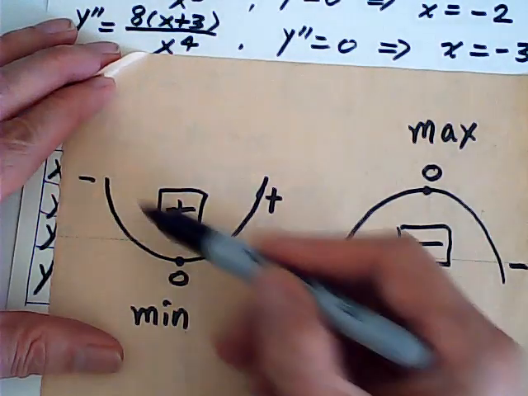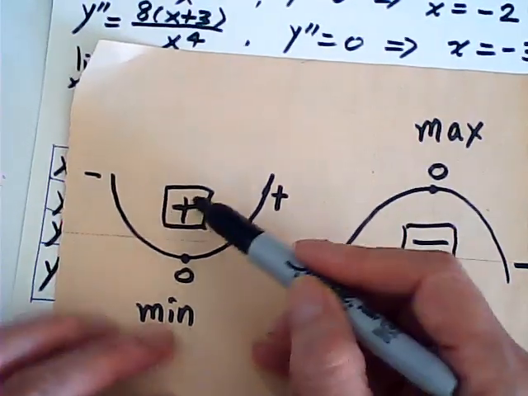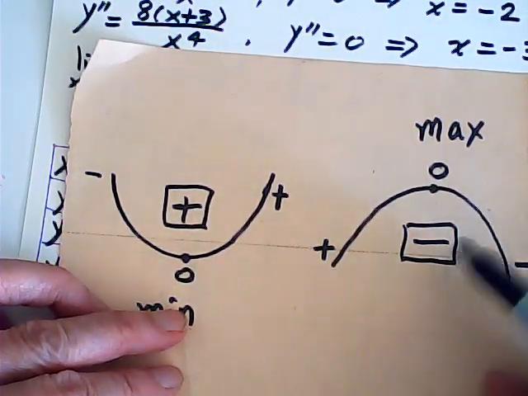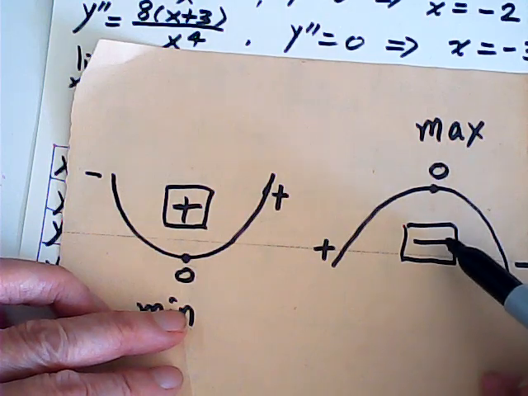And this is a bowl, it holds the water, so it's positive. This umbrella is negative, it does not hold water. It's very easy to memorize.